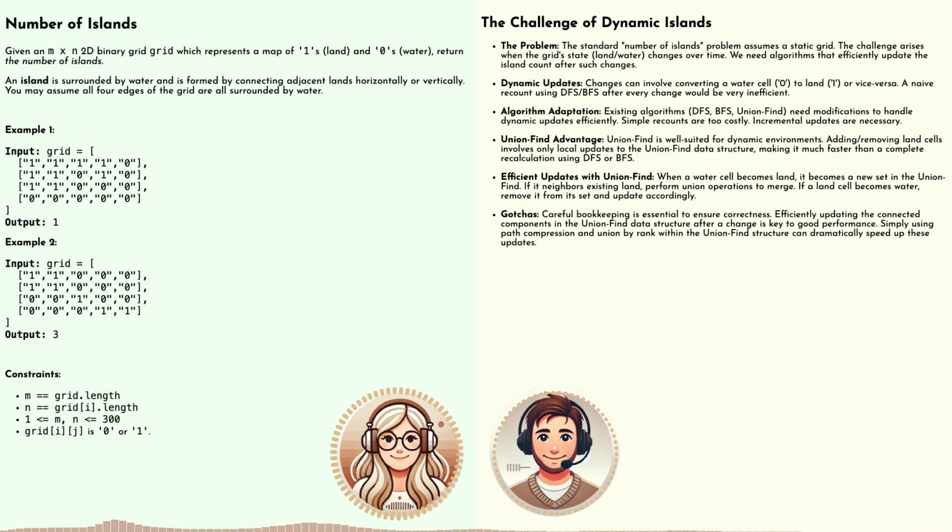Imagine a real-time map of an archipelago where the ones and zeros are always changing. Which of the algorithms we discussed would be best at keeping track of the number of islands in this ever-changing landscape? That's the question we'll be exploring in our final part.